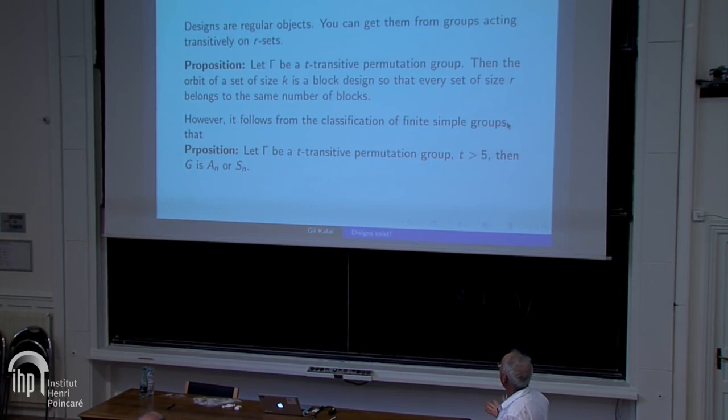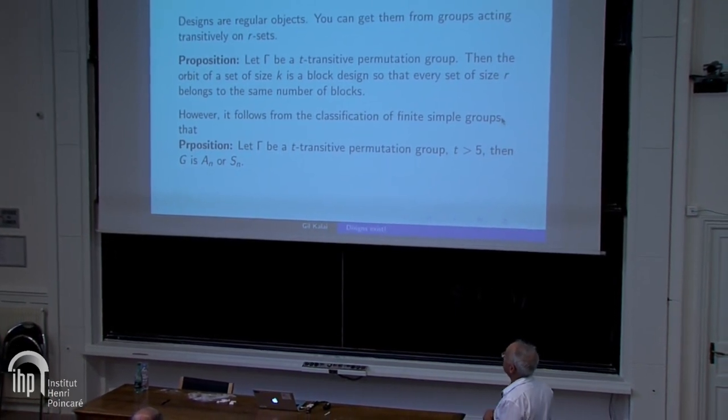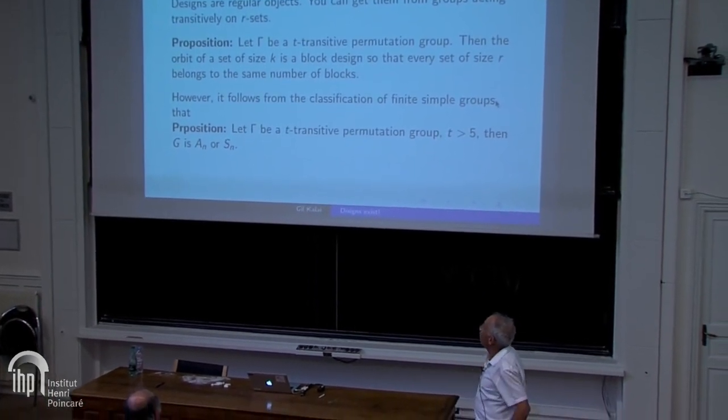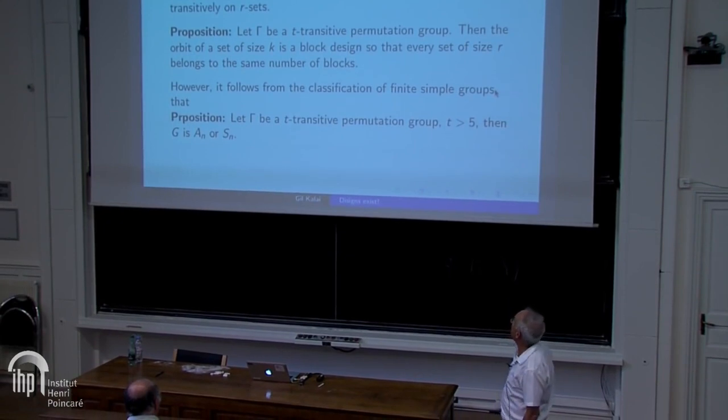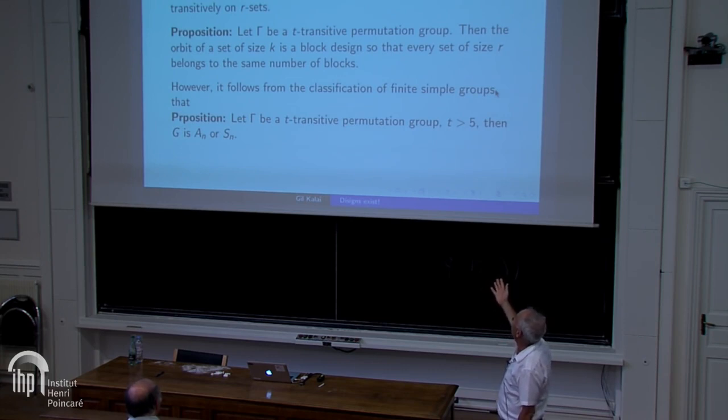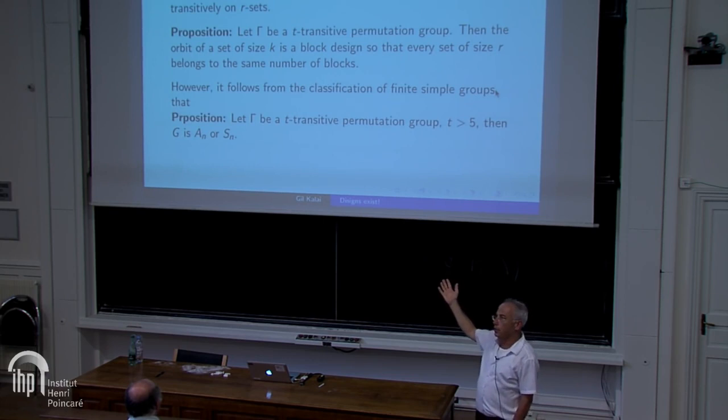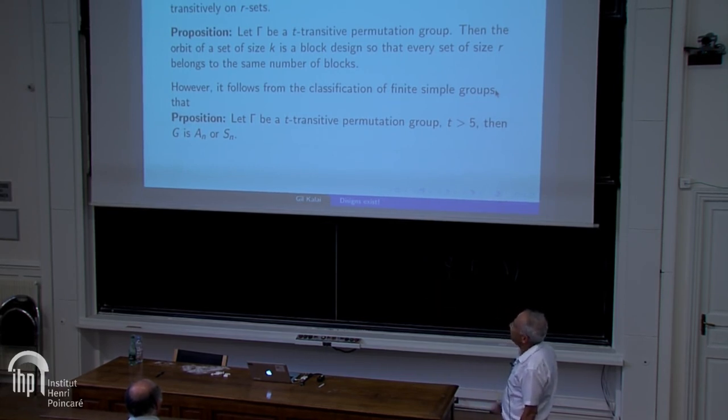Unfortunately, there are not many highly transitive groups. There is a famous consequence of the classification of finite simple groups, which asserts that a t-transitive permutation group for t greater than 5 is only A_n or S_n. So they don't give any interesting designs. They just give the entire collection of sets, and certainly not Steiner systems.